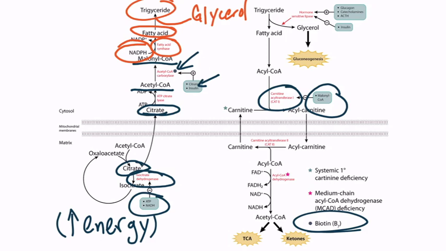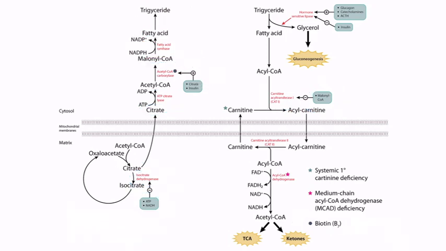Okay, now let's discuss fatty acid catabolism. The first step involves the mobilization of stored triglycerides within adipocytes. You should know that triglycerides are heavily stored in adipocytes, and these are broken down by the enzyme hormone-sensitive lipase, which you can see right here. The glycerol is transported to the liver to be used for gluconeogenesis.